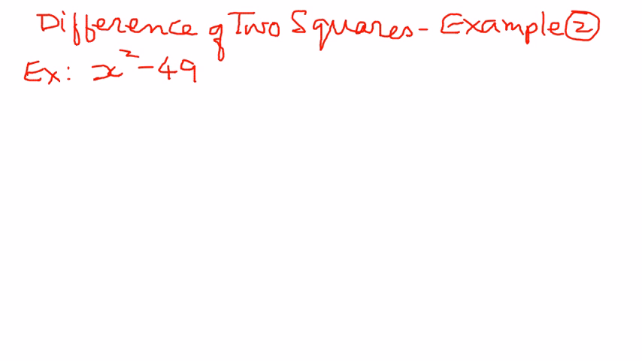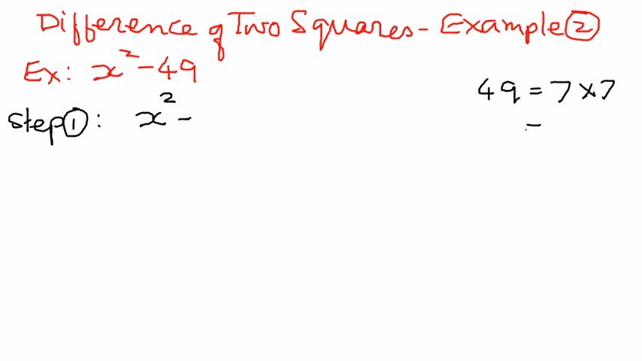Okay, so step number one, we want to make sure that the two terms we have here are perfect squares. X to the power of 2 is a perfect square, and we want to make sure that 49 is a perfect square. 7 times 7 is 49, so I can write that as 7 to the power of 2.